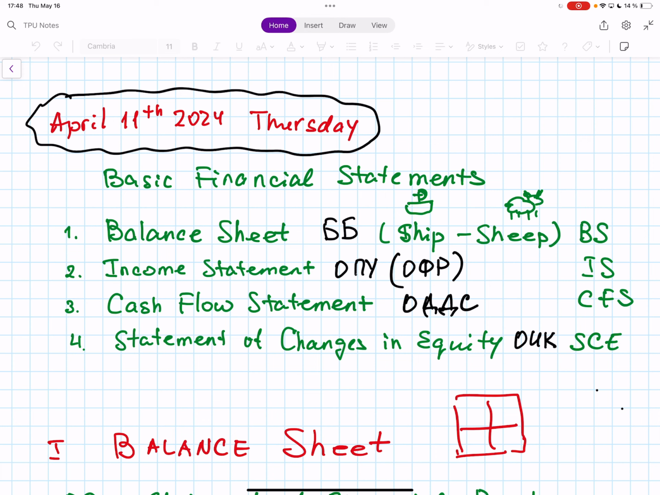Okay, translate into Russian. Balance sheet. Income statement. Cash flow statement. Statement of changes in equity. Men, don't give up, the girls have already said everything for you.